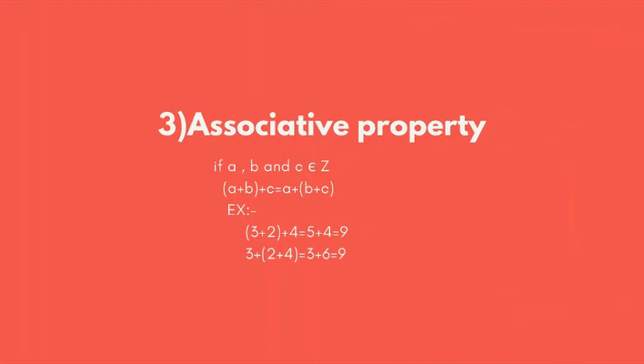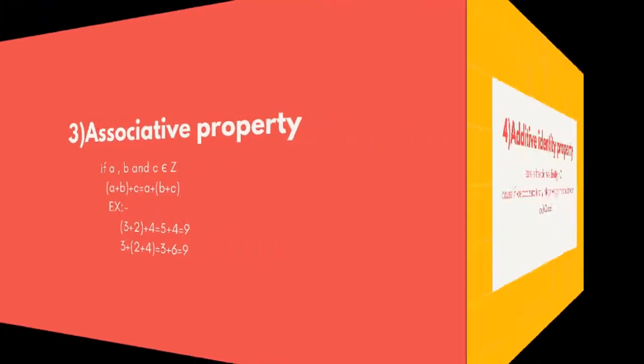Property number 3 is the associative property, and that means if A, B and C belong to Z, then (A plus B) plus C equals A plus (B plus C), as shown. As an example, if we add (3 plus 2) then plus 4, the answer equals 5 plus 4 equals 9. And if we add 3 plus (2 plus 4), we get 3 plus 6 equals 9.